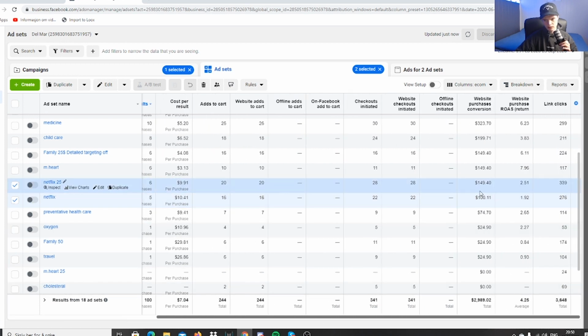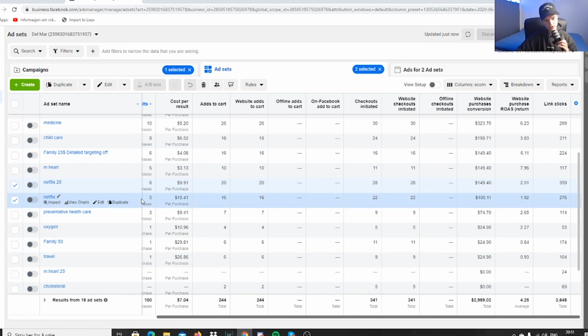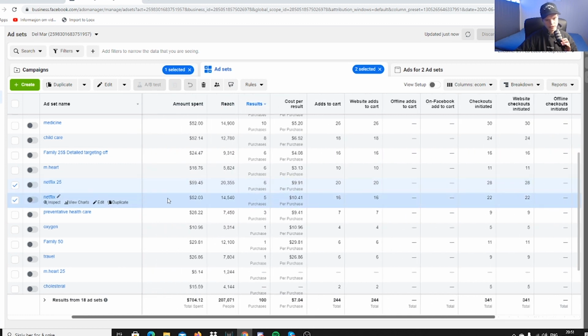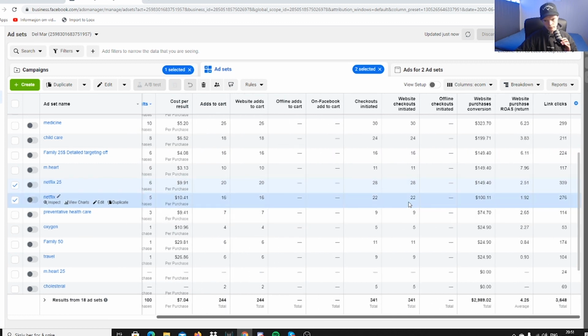You guys see that the duplicate is doing better than the original, which means often it is safe to just make a duplicate like this. So what we see here is Netflix just running at $10 a day down here, which is this one. It only has a ROAS of 1.9, which is my break even is 1.9. So it's 1.92. We'll leave it running a little bit longer.